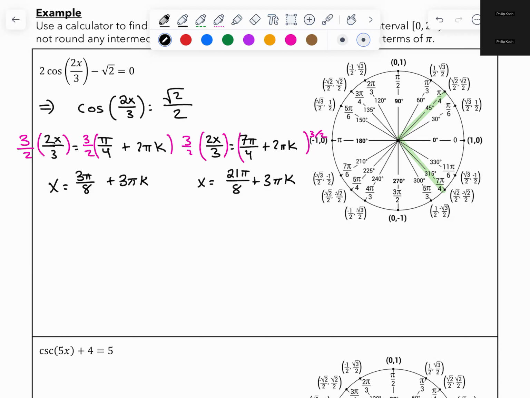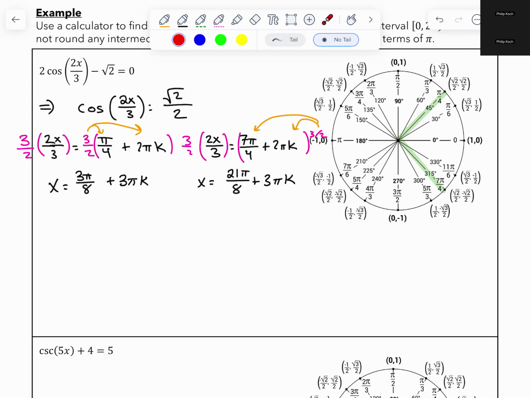Say that one more time. Where did you get that third line from? That you're multiplying by 3? Excellent question. I'm multiplying, so I have to distribute this in, right? Where am I getting 3 over 2? I'm getting pi over 4 plus 2 pi k because that solves this. Is that right? And then same thing for 7 pi over 4.